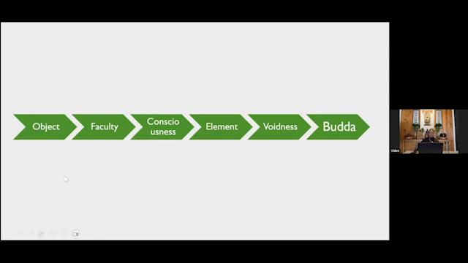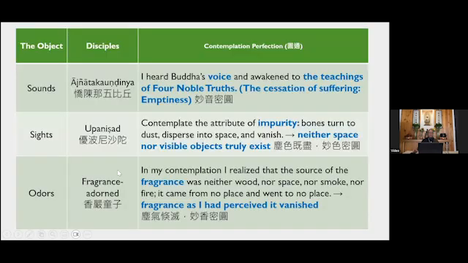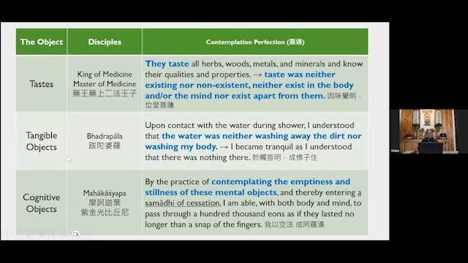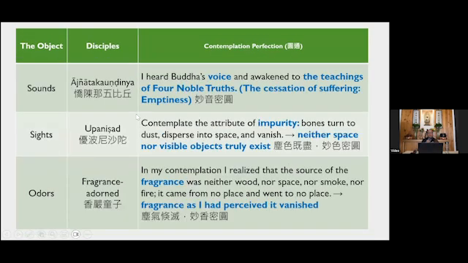And of course, we work on the object first. So there are 6 objects, right? The sound, the sight, the odor, the taste, tangible objects, and cognitive objects. And the representative disciple of each is listed in the second column. And then how they reach perfection through contemplation, I have briefly condensed into keywords here.